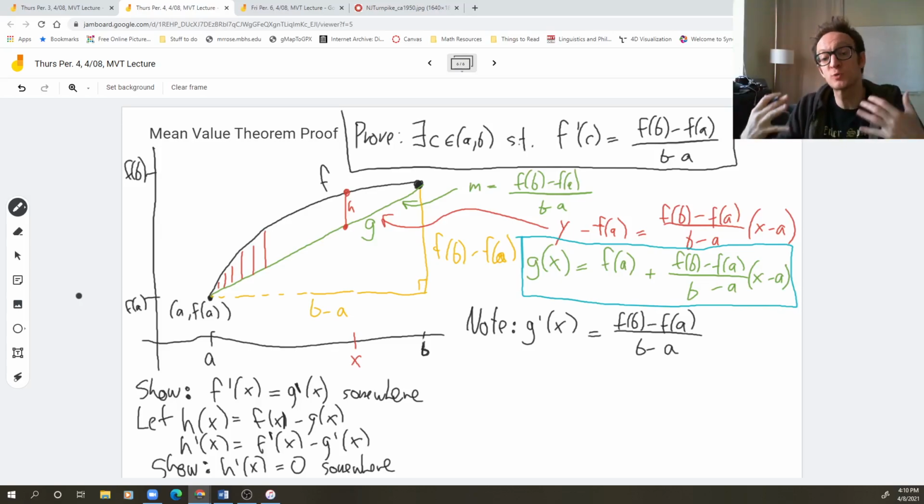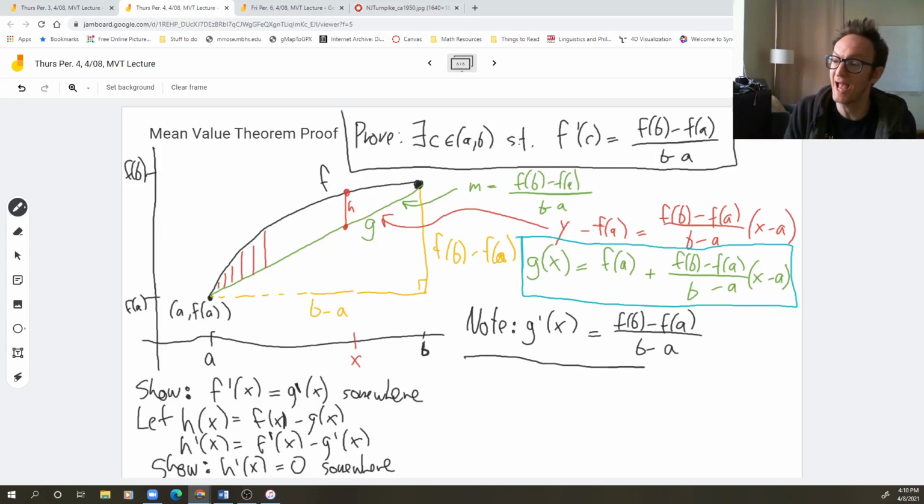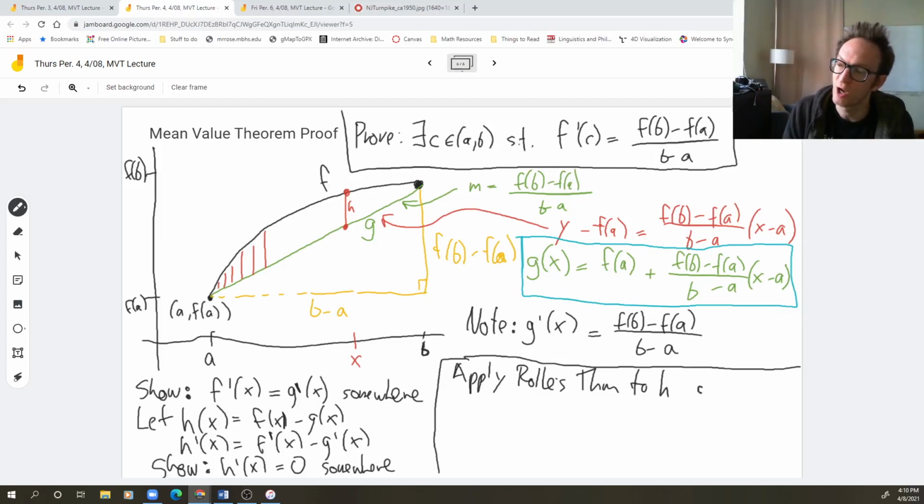In other words, we're going to use Rolle's theorem to prove the mean value theorem. And the way we're going to do it right now is by applying Rolle's theorem to h. That is the kind of big idea. Apply Rolle's theorem to h on the interval AB. Because, after all, what is the nature of this h function? This function which represents the gap that I have, the lead I have over this green pacer.